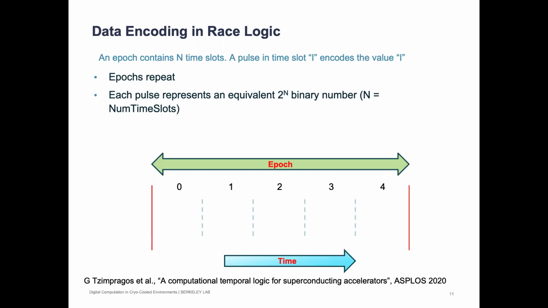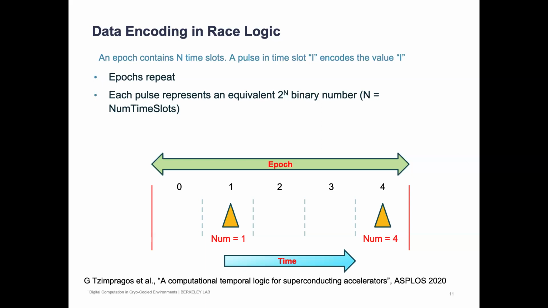And now, remember where I said we represent data in the time domain. Now it's the time of arrival of a pulse that tells us the value. So if we have a pulse showing up at time slot number 1, that means that pulse represents the number 1. If we have a pulse at time slot 4, it represents number 4.